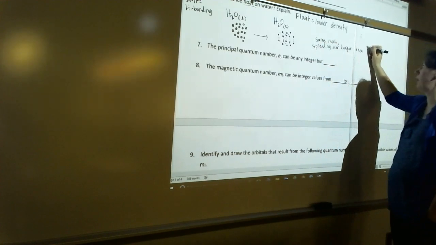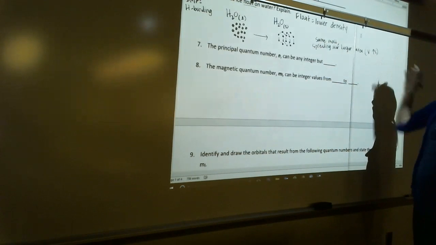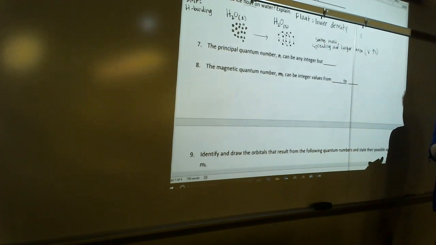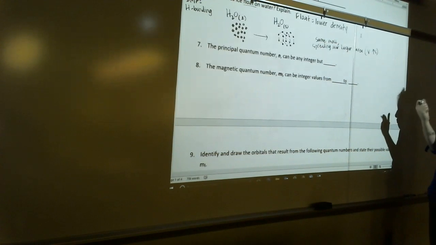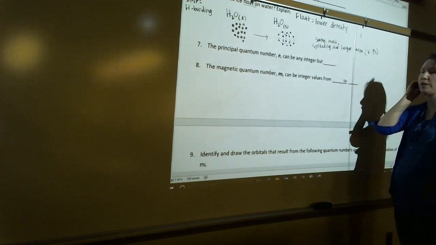In other words, the volume increases. All right, so if you take the same mass and divide it by a larger denominator, your density goes down. And that's one of the unique things about water. Questions on 6.